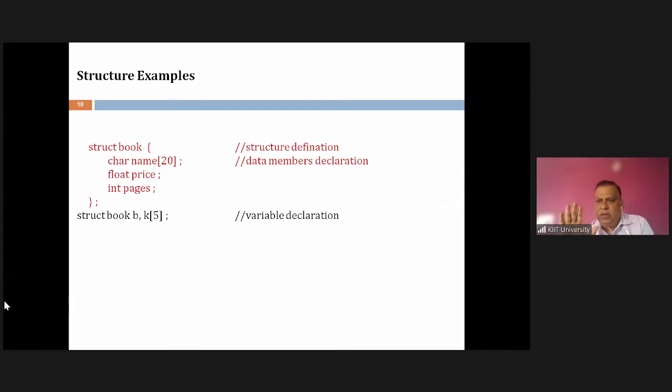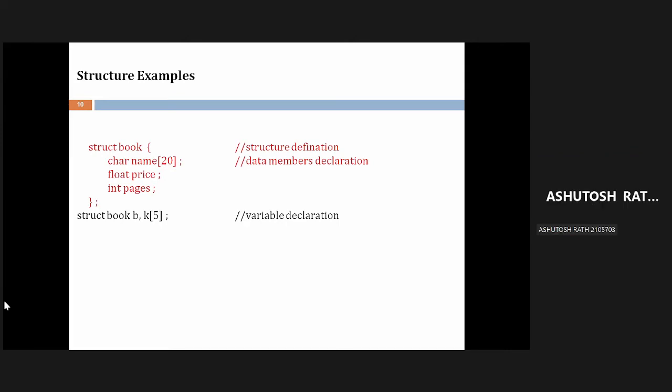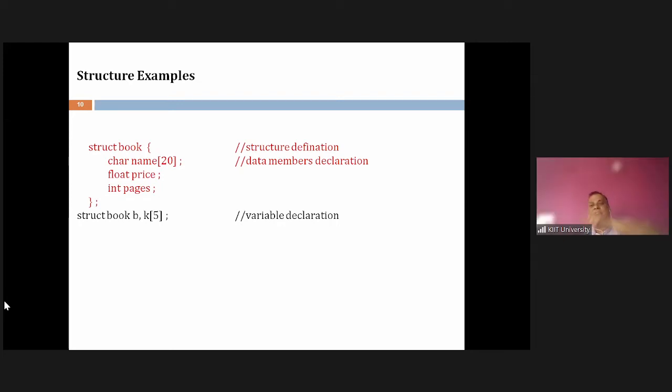Structure definition. Will the structure definition be written first, then variable declaration, or first variable declaration, then structure definition? Definition will be written first. Once we have a data type, then I can declare a variable of that data type. So structure definitions are normally defined before main. Before main. And variables are declared either outside main or inside main.